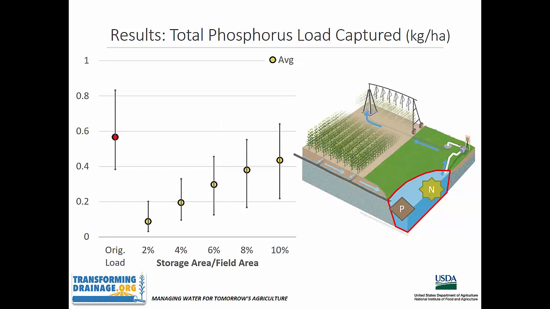Now, we saw similar results for the ability to capture and store phosphorus within the on-farm water storage. At 6% storage area, we estimated the ability to capture and store roughly half the total phosphorus average annual load at the site, and at 10%, this increases to 75% capture on average. So we can see there is some potential to implement drainage water recycling as a water quality practice for both nitrogen and phosphorus.